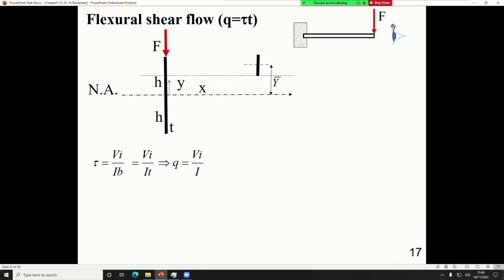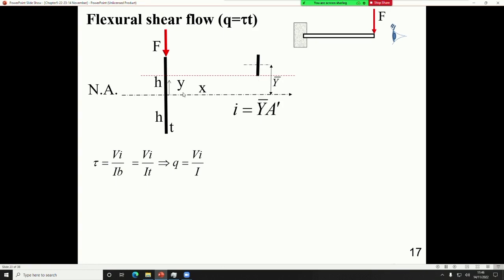So in order to use this equation, I need to find the first moment of area of this region with respect to the x-axis. Q is equal to A prime multiplied by y bar. What is A prime equal to? It is equal to t multiplied by this distance, which is t times h minus y.